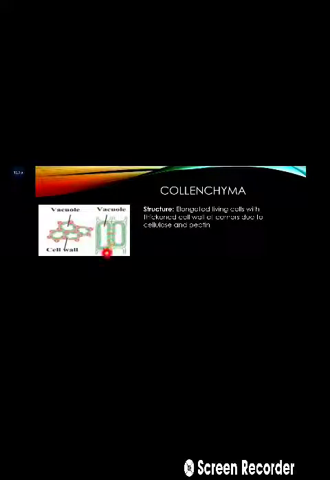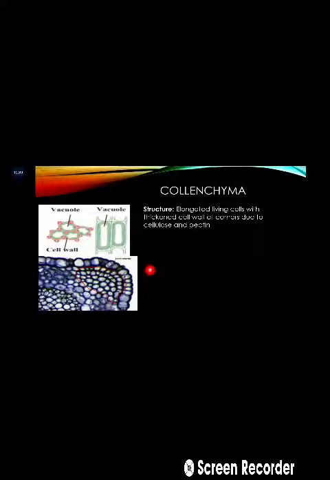The cell is elongated with a thick wall and the cytoplasm. Here you can see the thickness of the wall as well as the deposition at the corners of the cell. Remember, the deposition of cellulose and pectin is found in collenchyma tissue. This is how the collenchyma looks under the microscope. See, here is the parenchyma cell. You can see the thickness of this cell as compared to this one. Here the cell wall is much thicker and darker.